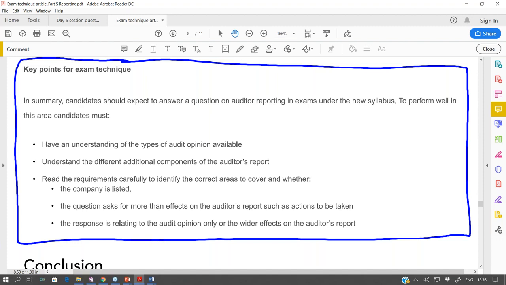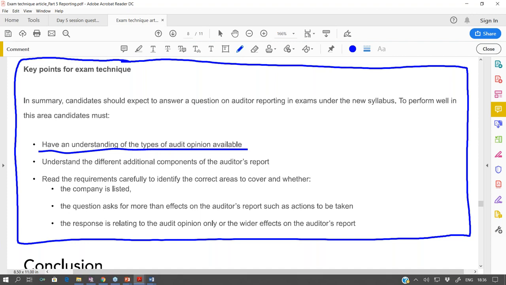To perform well in this area, candidates must. So the examiner is saying if you want to perform well on a question on reporting, what should you be doing? Number one, the examiner says you should have an understanding of the types of opinion available. So you should have an understanding of the types of opinion.